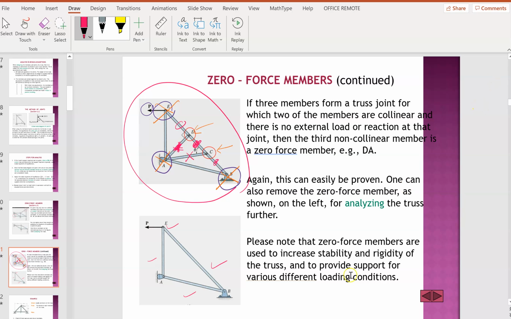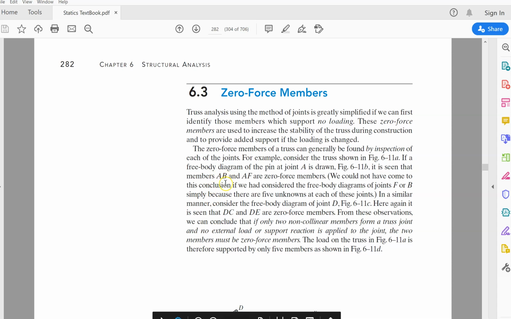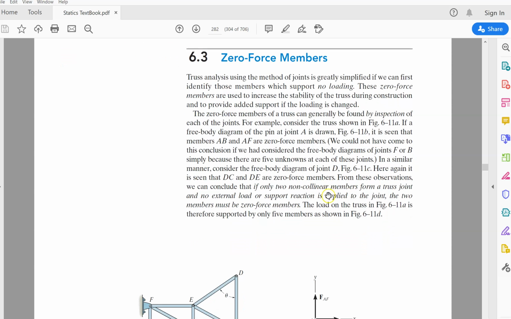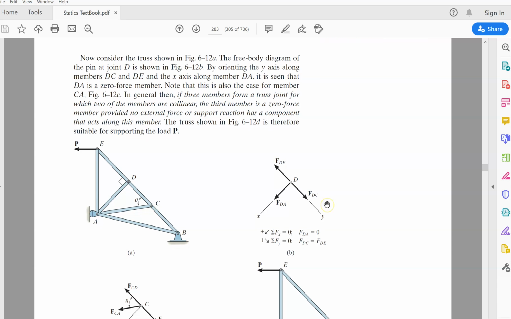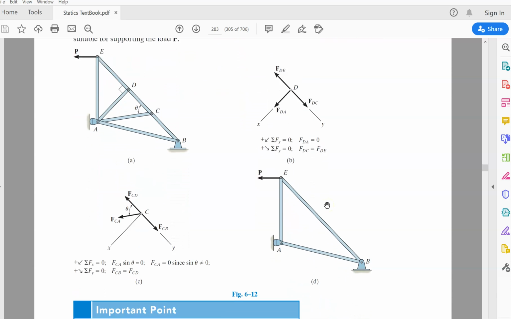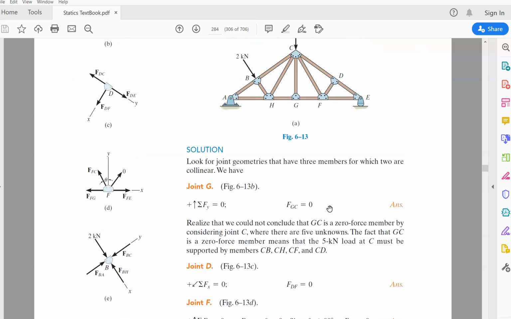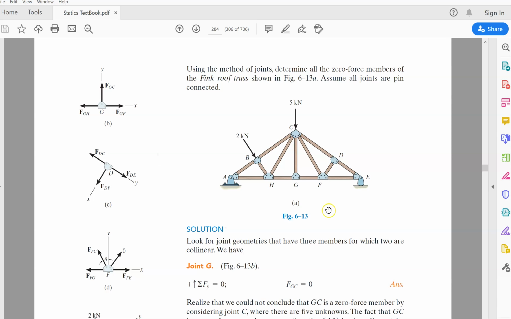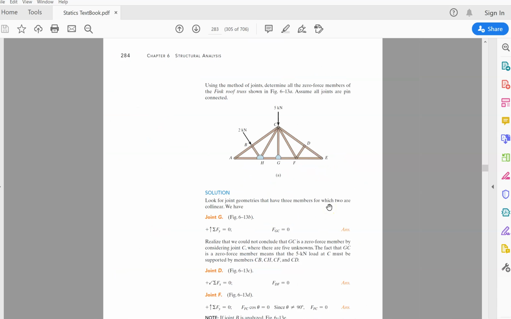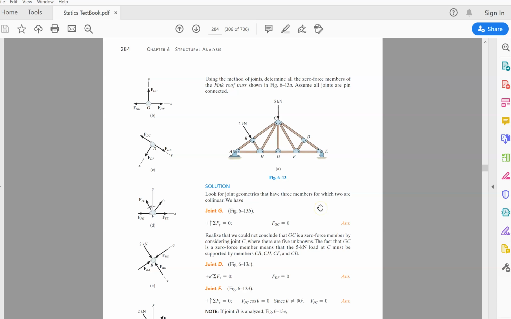Okay, so I will show you an example in the textbook itself. This is zero force member from the textbook. Let's go through, just read up on it. I'm not going to read because I'm very sure that if I read, you're going to fall asleep here. This is what I've discussed earlier. Let's look and solve an example. Oops, where did the example go? Just make it small. Example 6.4 from the textbook.